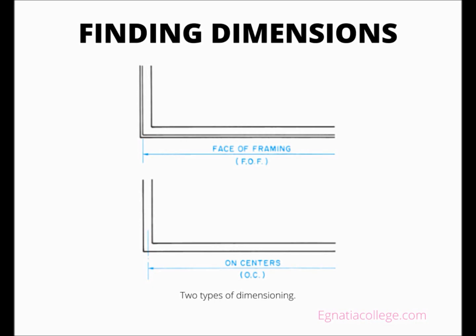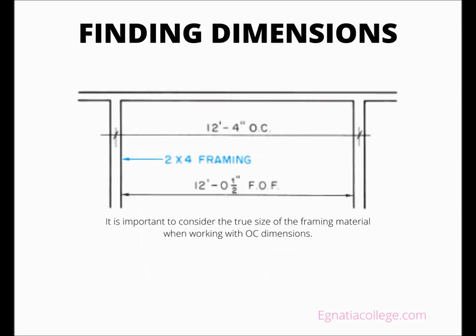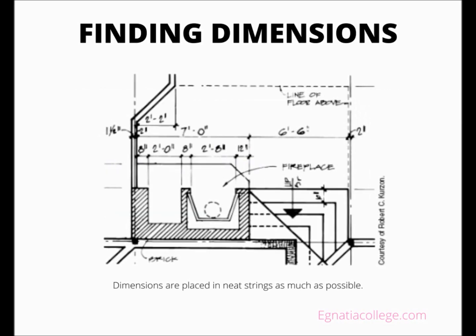Exterior walls are usually dimensioned to the face of the studs. Interior walls may be dimensioned either to the face of the studs or to their center lines. When walls are dimensioned to their center lines, 1/2 of the wall thickness must be subtracted to find the face of the studs. For example, in this picture, the end walls are 12 feet 4 inch on centers. However, the plates for the side walls are 12 feet and 1/2 inch long, 12 feet 4 inch minus 3.5 inch. The width of the studs equals 12 feet 1/2 inch.